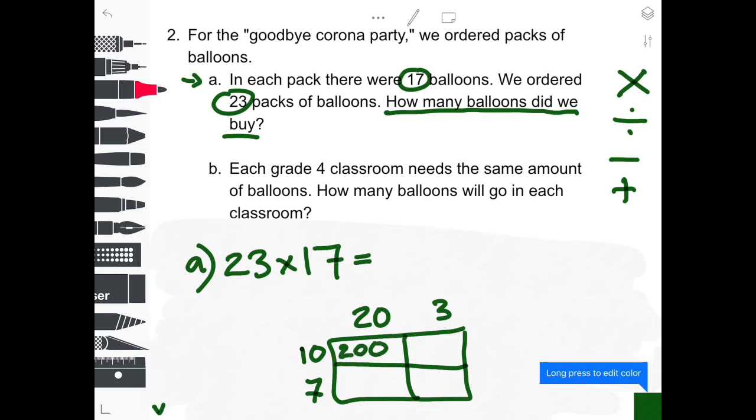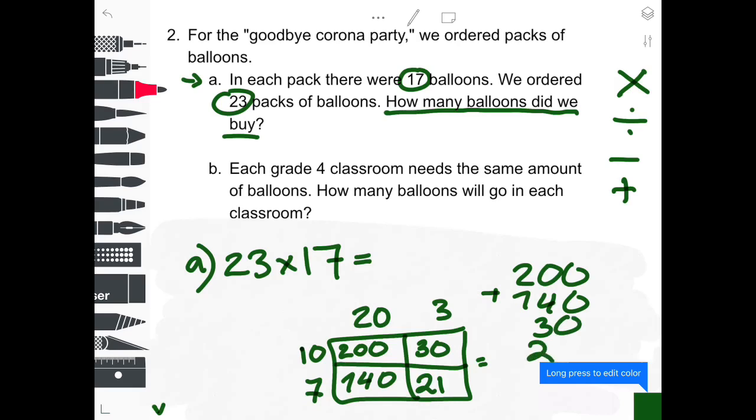10 times 20 is 200. 3 times 10, 30. 7 times 20, 140. 7 times 3 is 21. And now I need to add it all together. 200 plus 140 plus 30 plus 21. 0, 0, 0, 1, 0, 4, 3, 2, and 2 and 1 is 3.